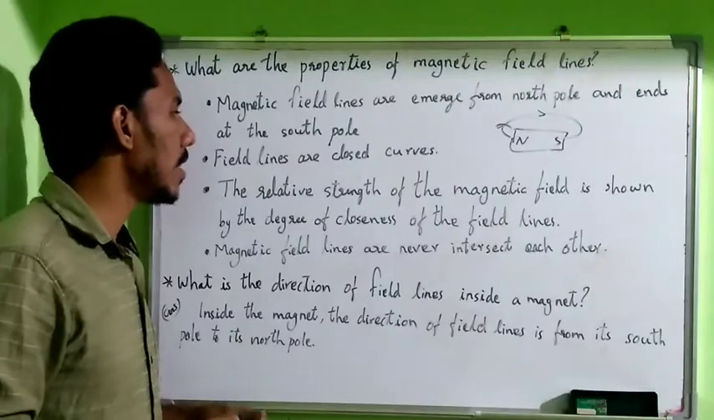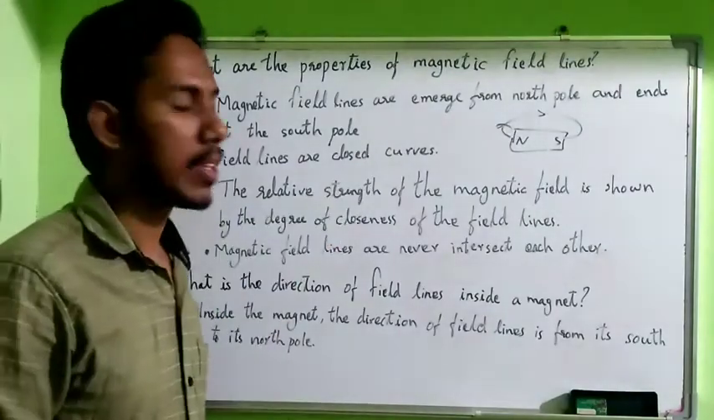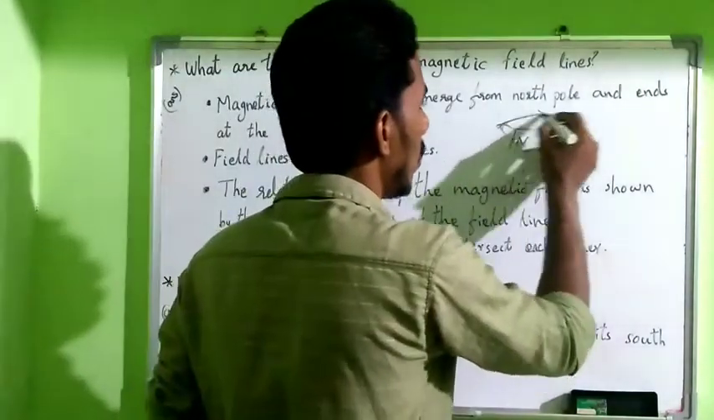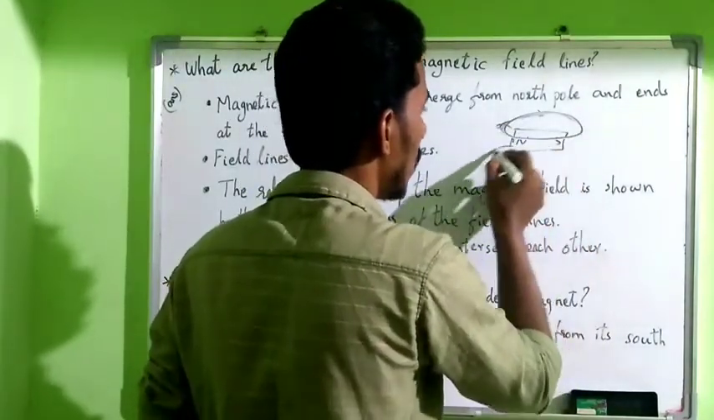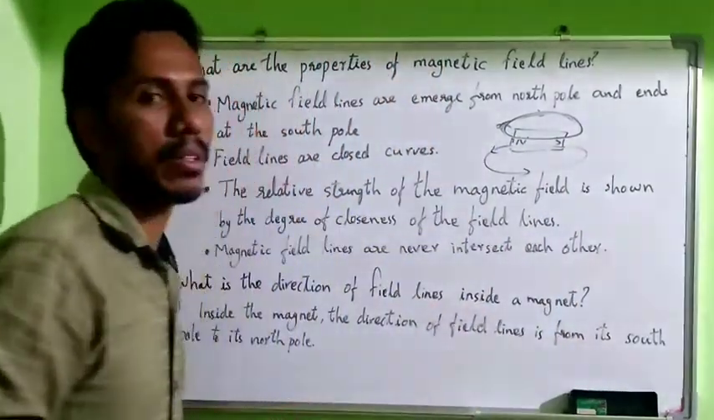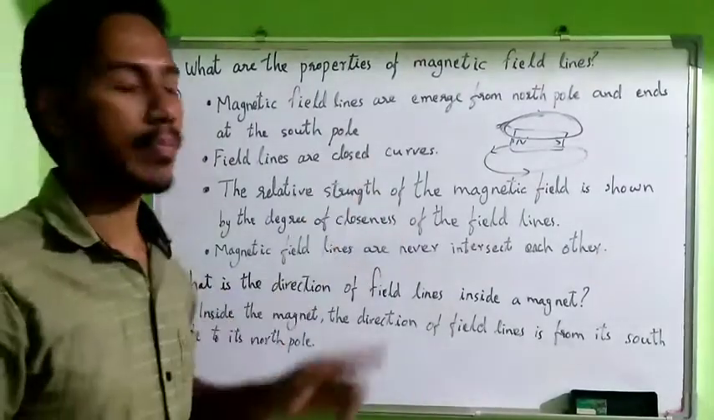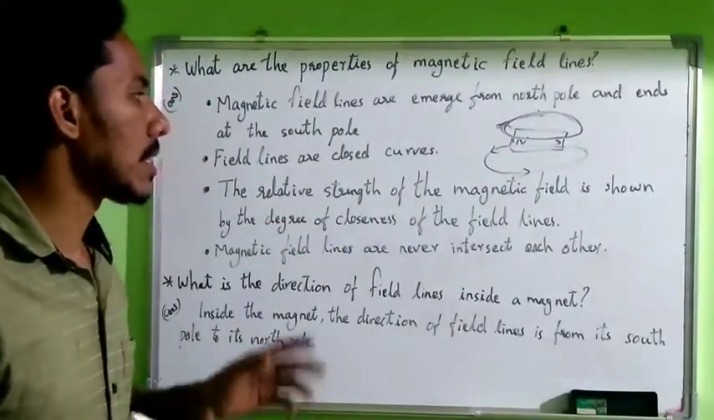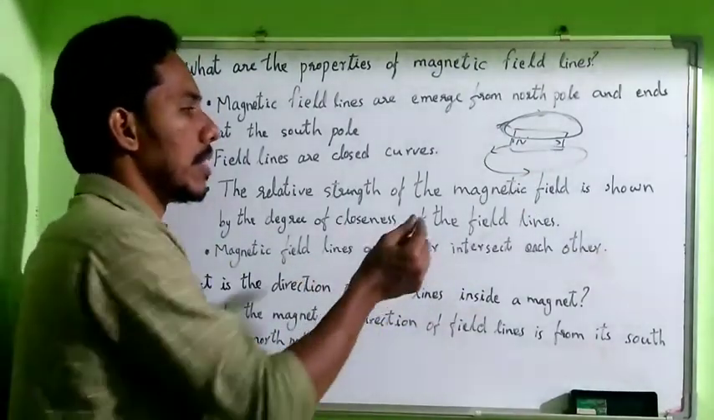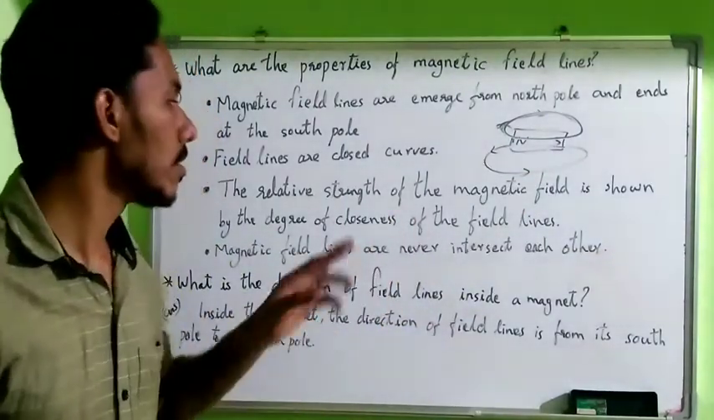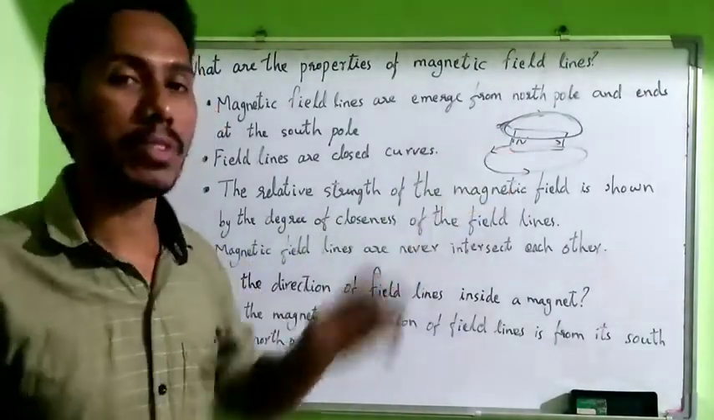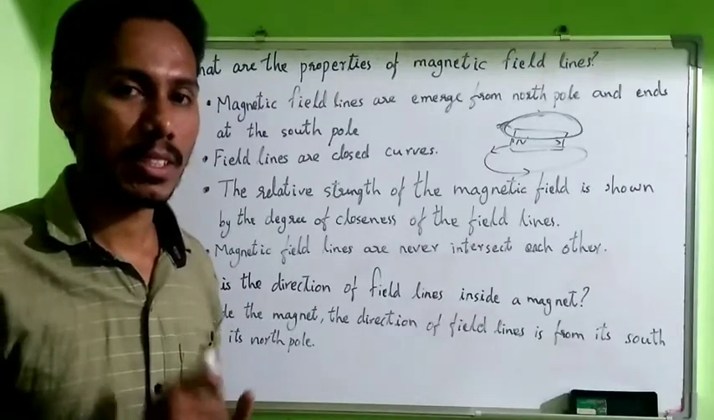Then field lines are closed curves. These lines are closed curves. Okay, it's a continuous curve starting from the north to the south pole. The relative strength of the magnetic field is shown by the degree of closeness of the field lines. Listen here. The relative strength, what is the capacity of this magnet? What is the strength?